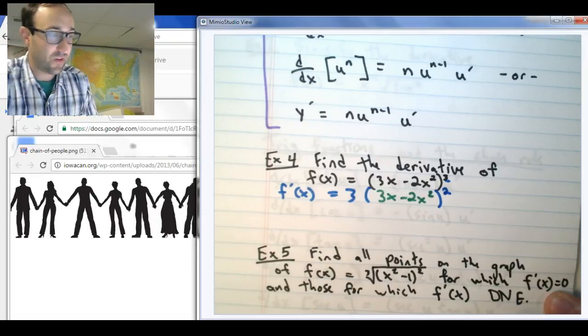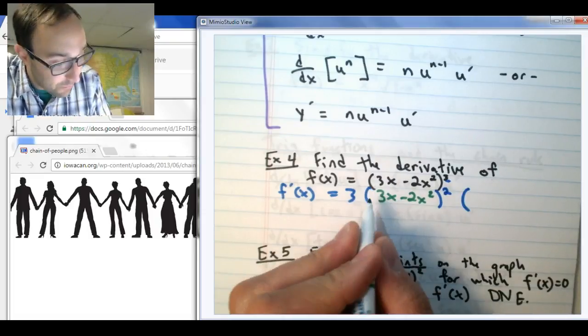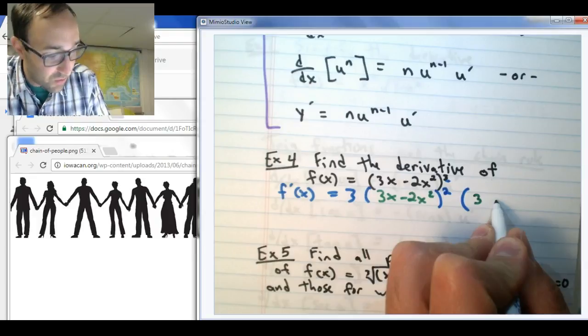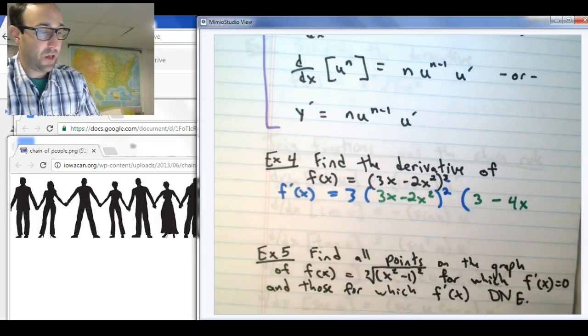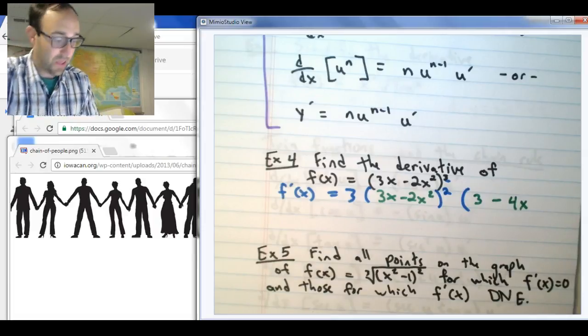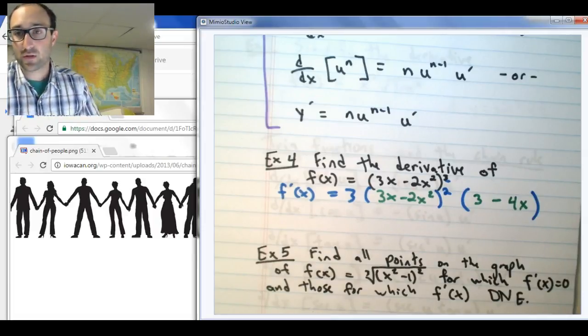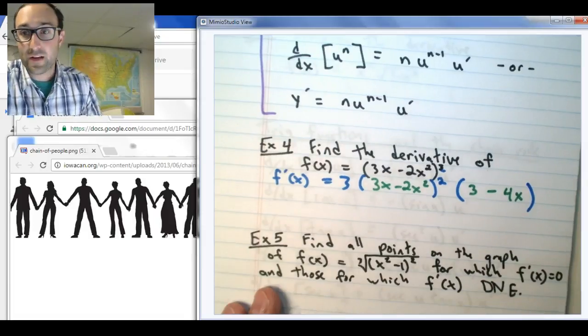The derivative of u is the stuff inside, so I can say that's going to be 3 minus 2 times 2 is 4x to the first. I don't have to write it, and I can just put it right here like that. And there is our solution for f prime. And here is example 5.